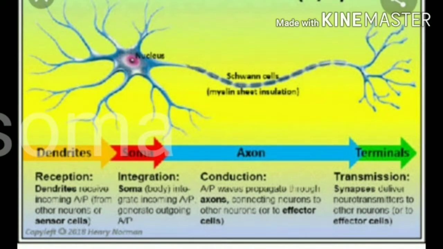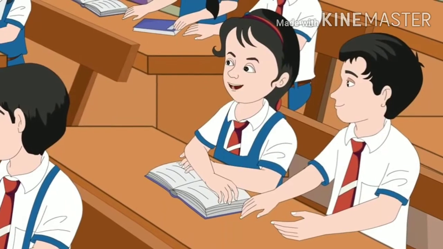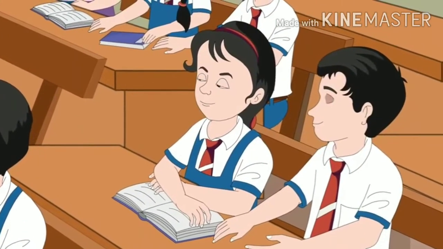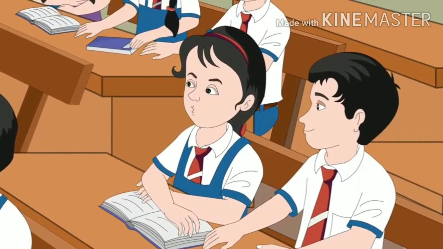I hope it's clear. Ma'am, will you please teach how to draw the male and female reproductive systems in an easy way? Sure, Yukta, by all means. Here you go.